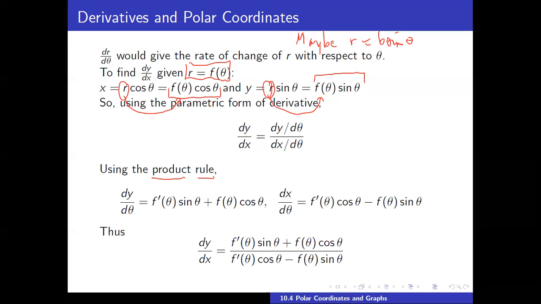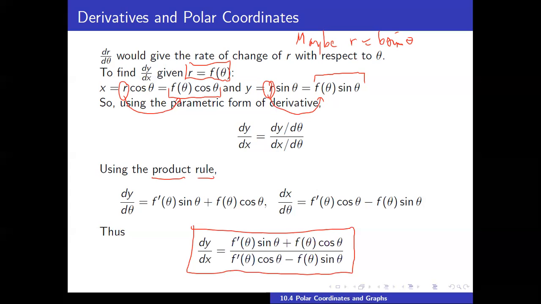So now we have a formula for the overall derivative. dy dx equals f prime of theta sine theta plus f of theta cos theta, right? That's what dy d theta is, over f prime of theta cos theta minus f of theta sine theta. That's sort of a complicated looking formula, but how we came up with it wasn't really all that bad, okay? So that's the formula for dy dx if we have converted to polar coordinates, okay?